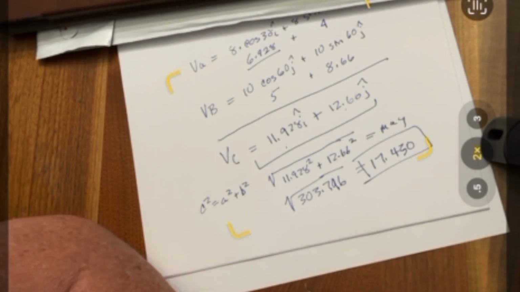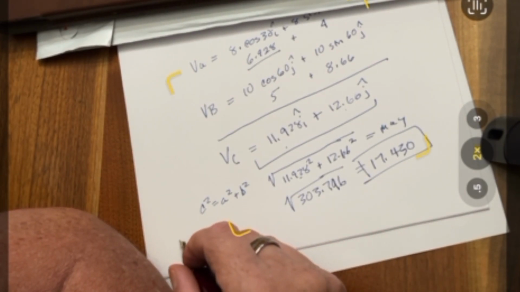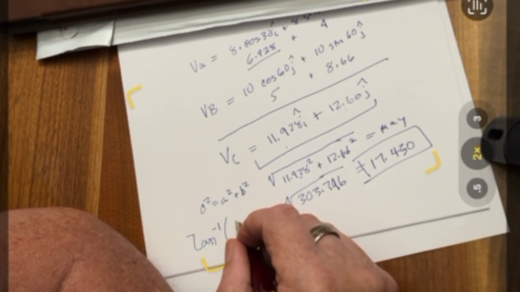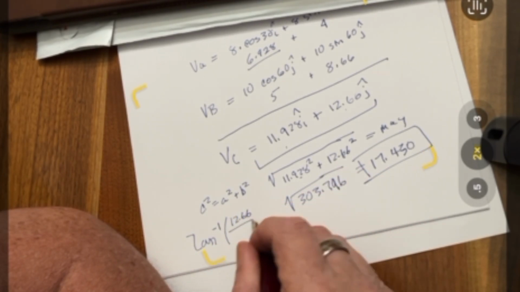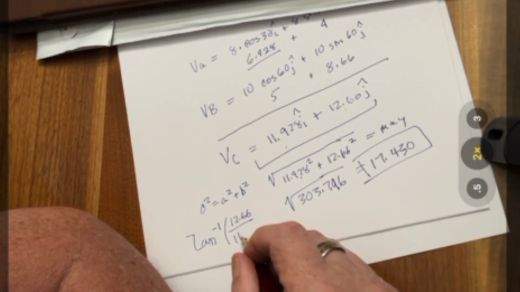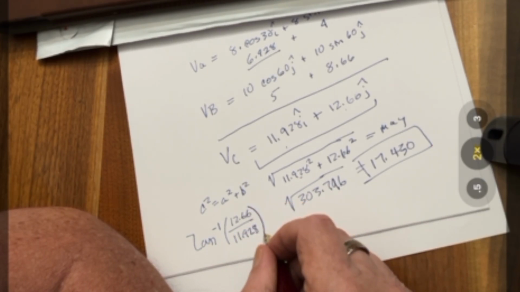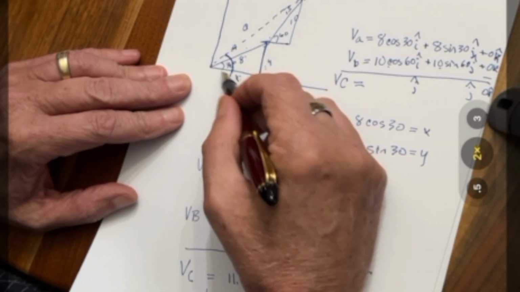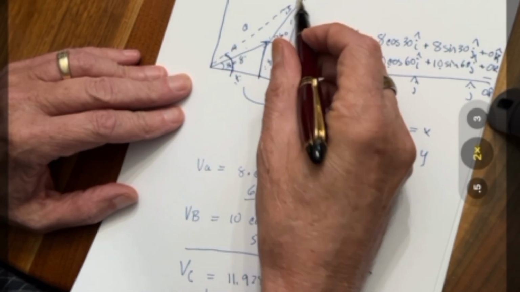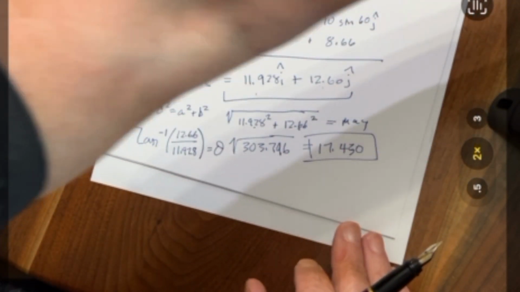Now the final thing that we have to do, we have the I component and the j component. We know that the arctangent of the y component, which is j, which is 12.66, divided by 11.928, will equal angle theta. So that's the angle between the x-axis and our vector c. So let's go ahead and figure out what that is.